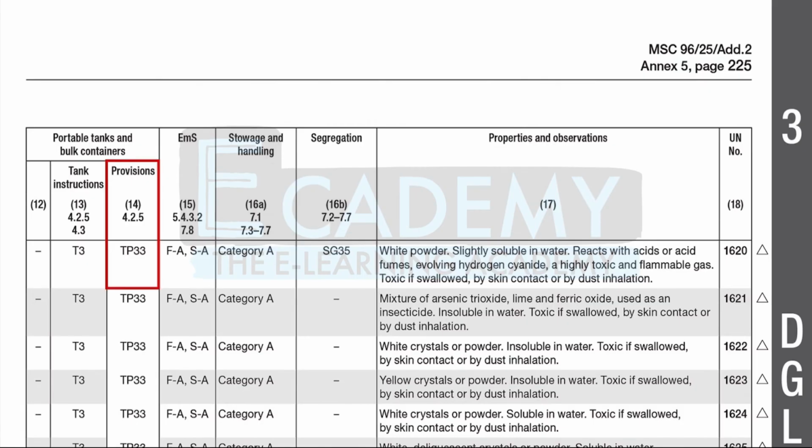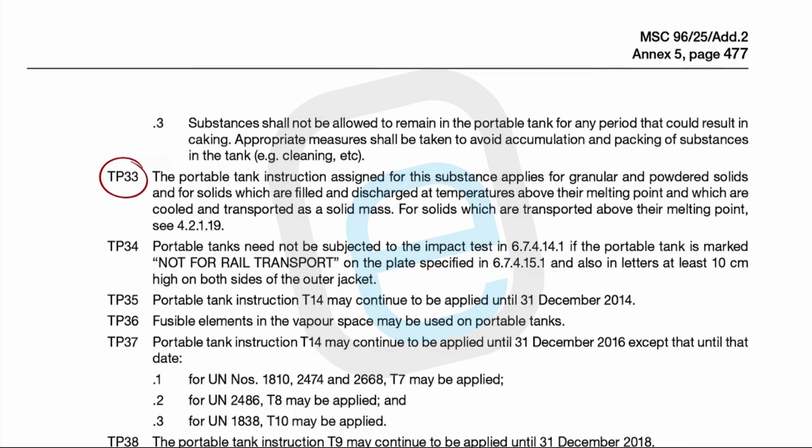Column 14 shows tank provisions. We can check that this column mentions TP33 for our UN code. I can check the details for TP33 in a similar manner. So, once I open the concerned page in Volume 1, the TP33 description can be found here.